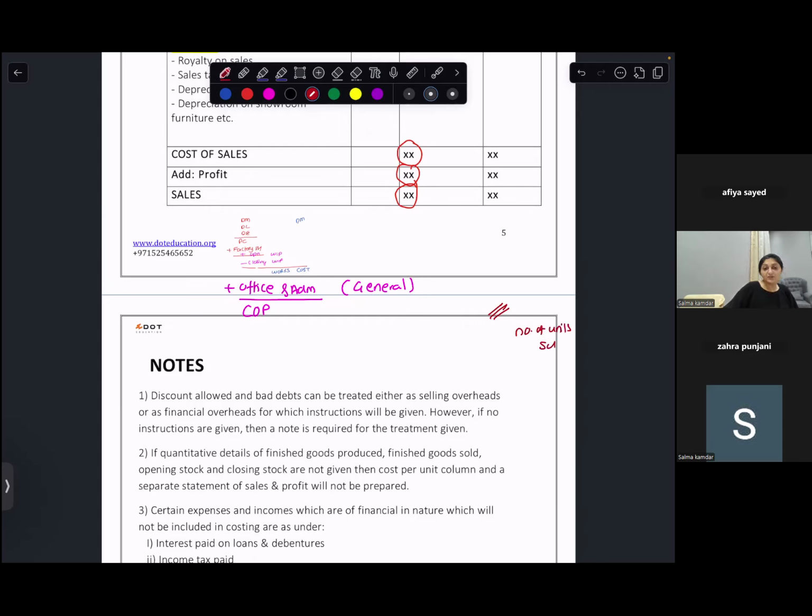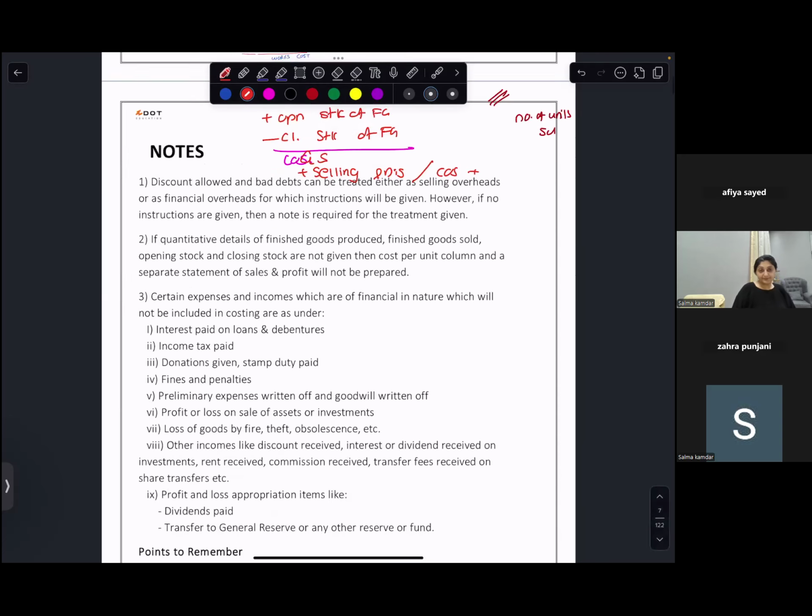Okay, after cost of production, what will you do? Add opening stock of finished goods, less closing stock of finished goods, will give us cost of goods sold. Then add selling and distribution overheads, which will give cost of sales. Cost of sales, add profit, which will give us sales. Okay, fine.